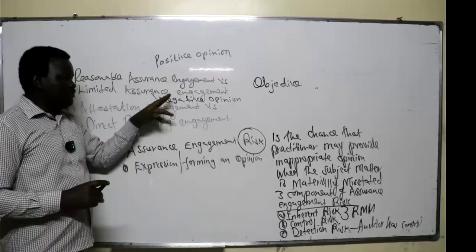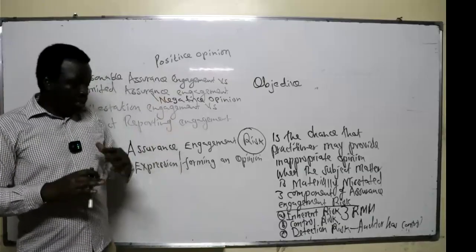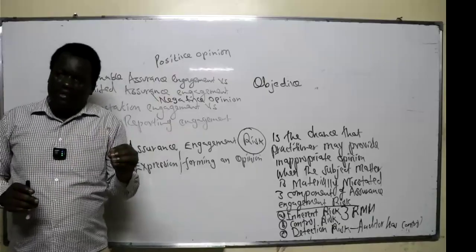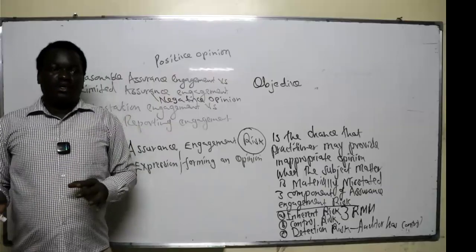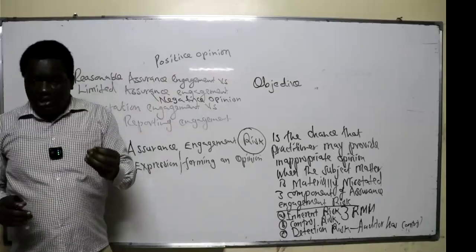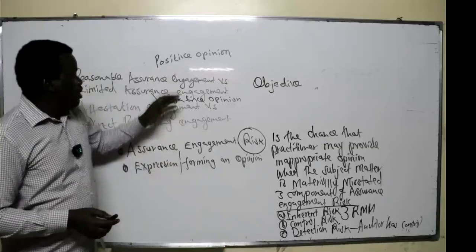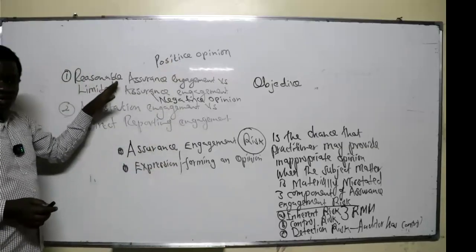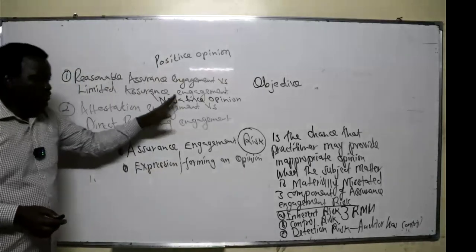Then in a negative opinion, the standard wording in the report will be like this. Nothing has come to my attention to cause me to believe that the subject matter is materially misstated. So in a simple way, positive opinion is provided under what we call reasonable assurance. And for limited assurance, we provide a negative opinion.